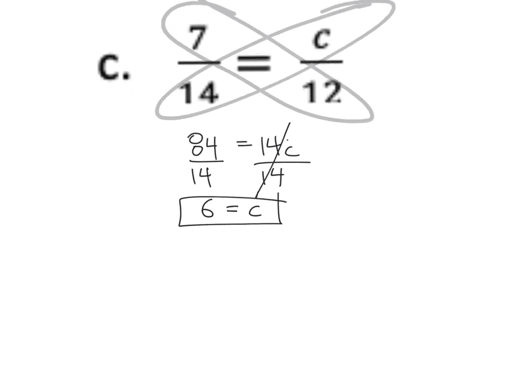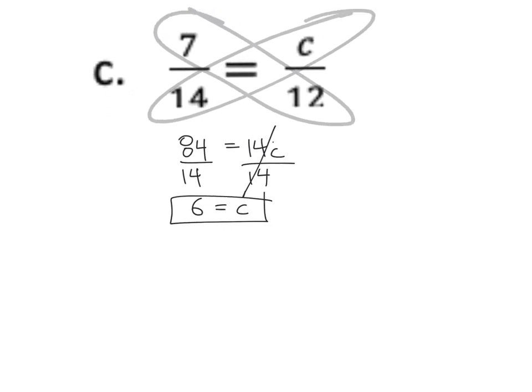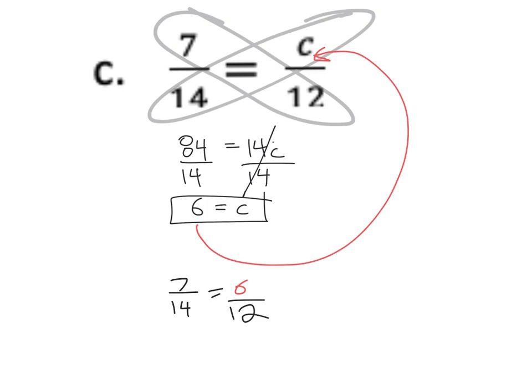Now, it's important to understand that you can check your work. So to check our work, we'll just plug 6, which equals C, back into the problem. And what we would have is 7 over 14 equals 6 over 12. And that is the same ratio on each side, because 7 over 14 is the same as 1/2, simplified, and 6 over 12 is the same as 1/2. So as you can see, when you plug in 6 for C, that makes this problem correct.